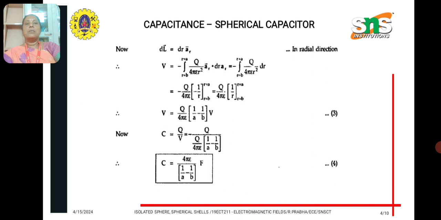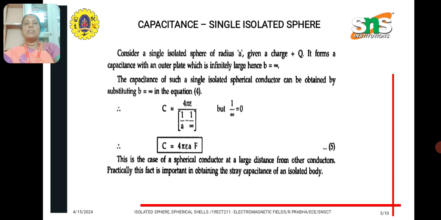So Q is substituted and V is written as Q by 4 pi epsilon times 1 by A minus 1 by B, from our derivation. So this Q gets cancelled, and the 4 pi epsilon goes to the numerator. So the final formula of a spherical capacitor is C equals 4 pi epsilon divided by 1 by A minus 1 by B, and the unit is farads. So this is the capacitance value of a spherical capacitor.